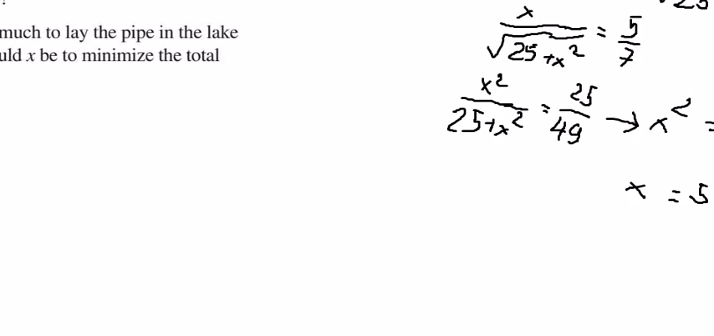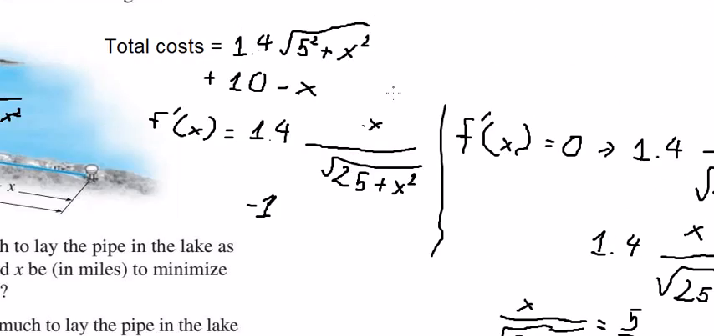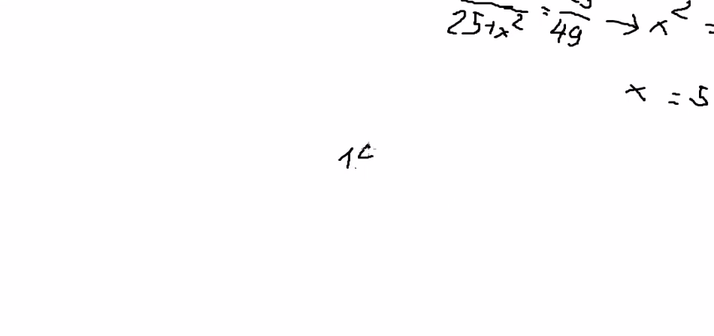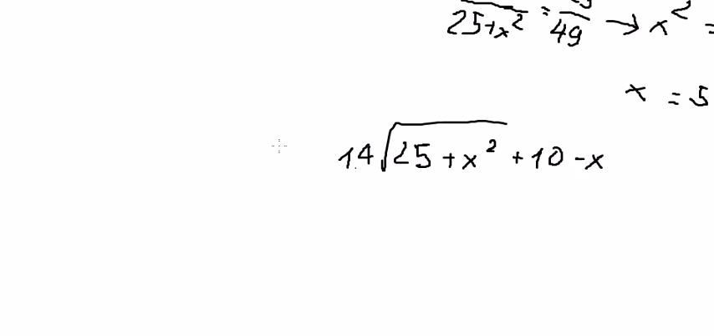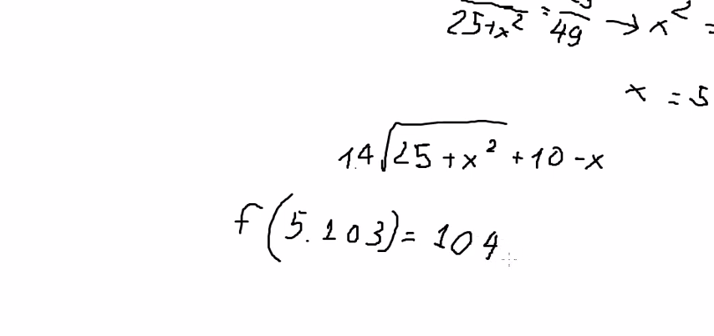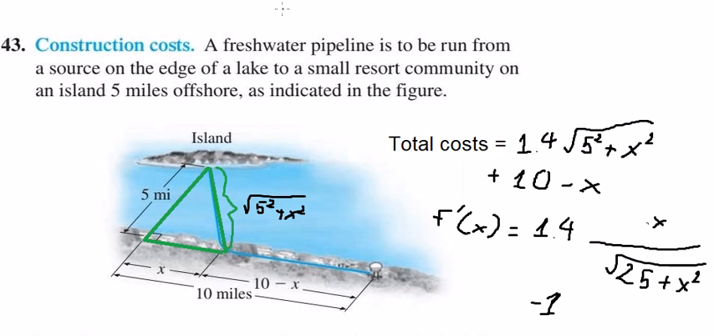So if we put back in here about this one, we put f of 5.103, and you will get the total cost is about 104.92, and this is the minimum of total cost. Now you just do the similar technique with 1.1.